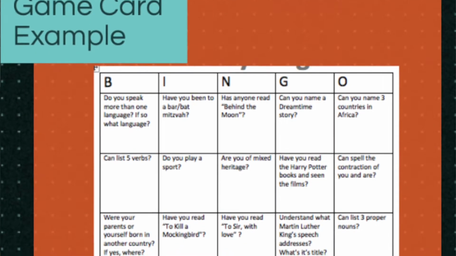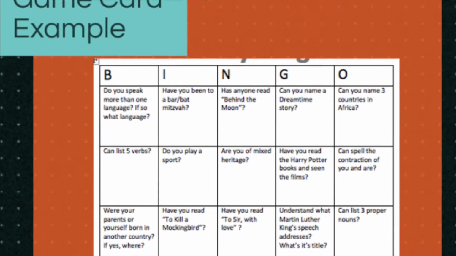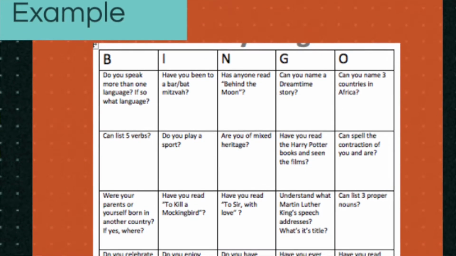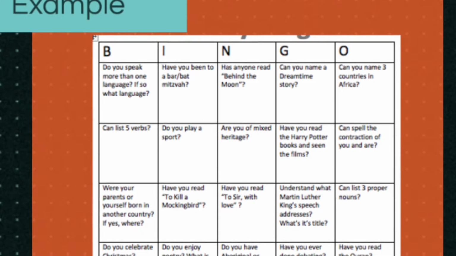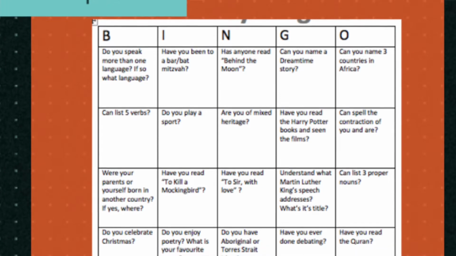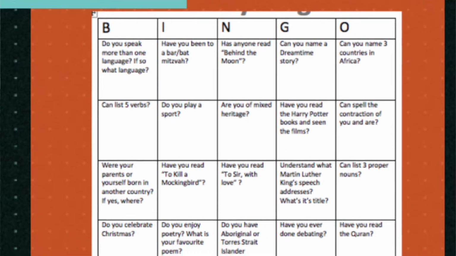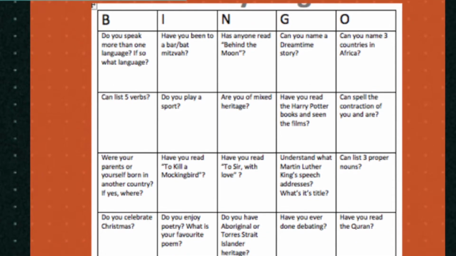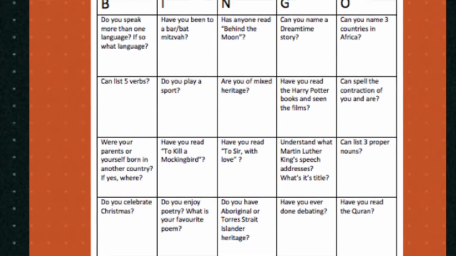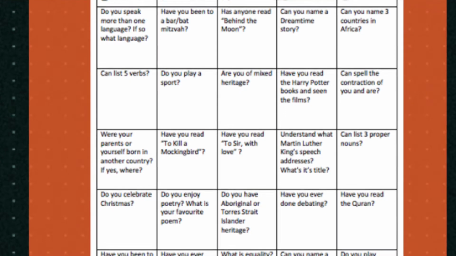So some questions we've got on here are things like, have you read To Kill a Mockingbird? Which is obviously a great book that potentially some of your students will have read. We've also got things like, do you speak another language at home? So questions about diversity and race, and also things about culture. We've got, do you celebrate Christmas? So a lot of these cultural questions then stem back to diversity when it comes to race and ethnicity.